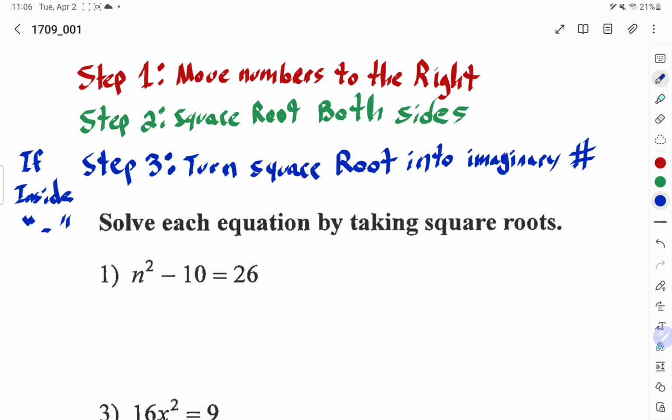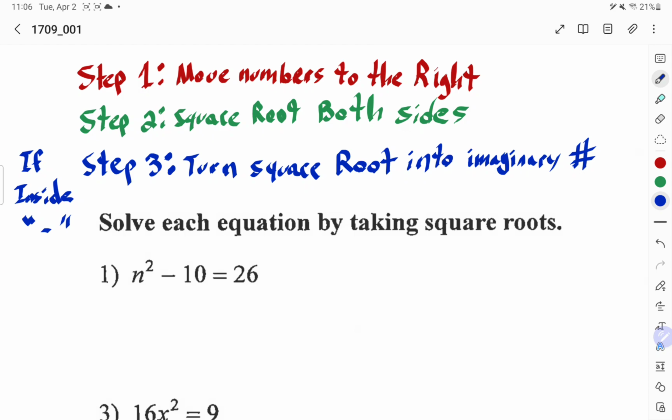The first two steps you're going to do for every single problem. The third step depends on whether you have a negative inside of your square root. We only do step number 3 whenever we have a negative inside of the square root. If we don't have one, we just skip this step. Let's look at what I mean by this.